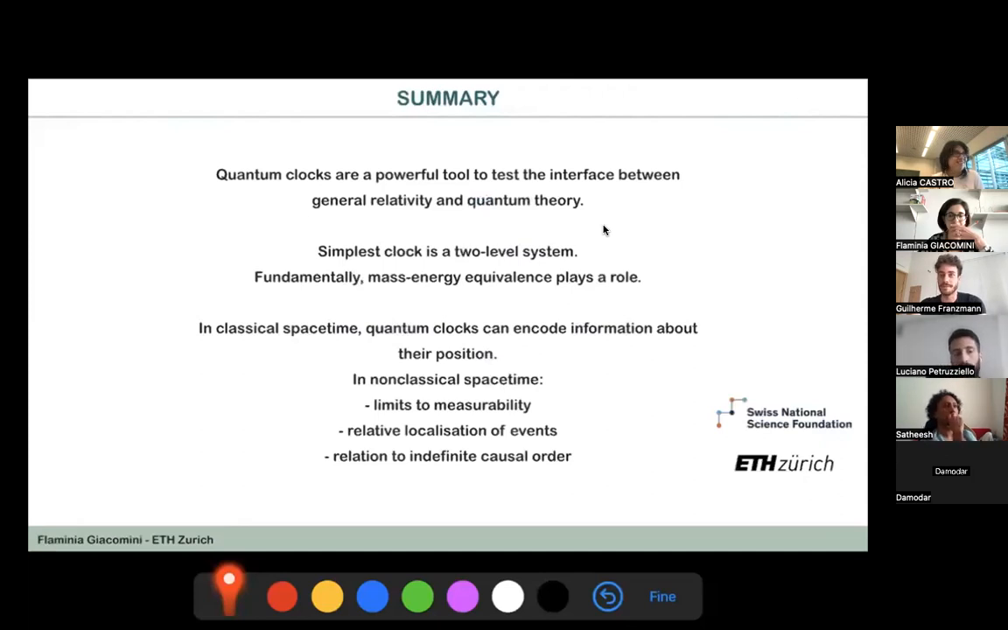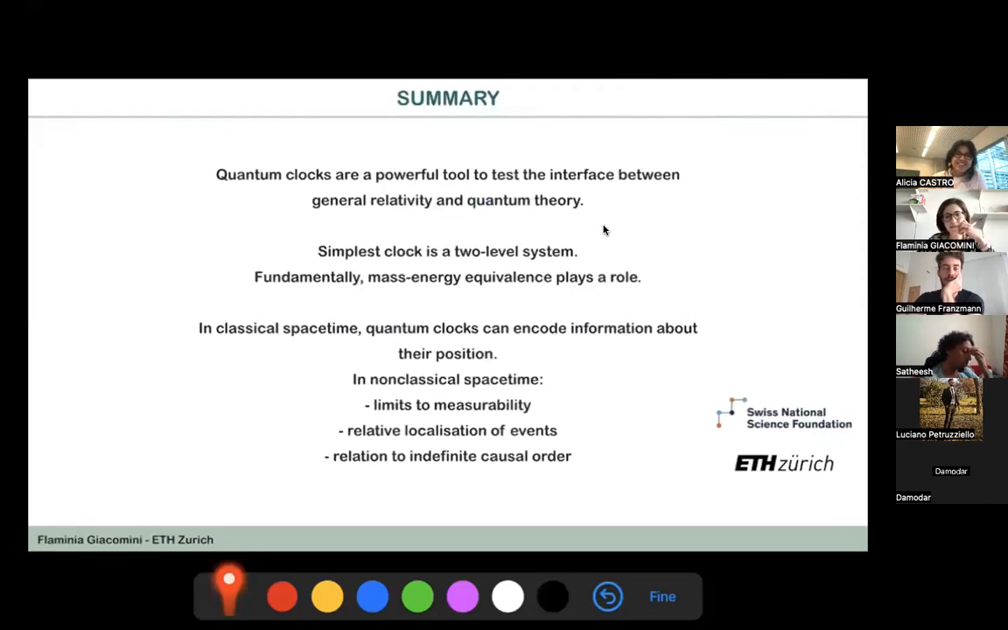Alicia? Well, while everyone else prepares their questions, I have one. You introduced this constraint and you called it a constraint, but constraints usually come from some symmetry in the system, right? So what symmetry do they correspond to?